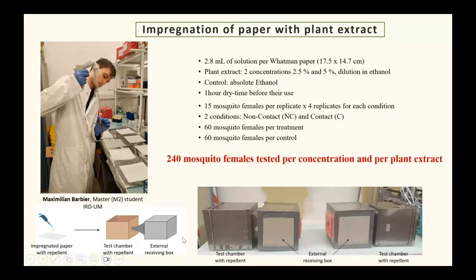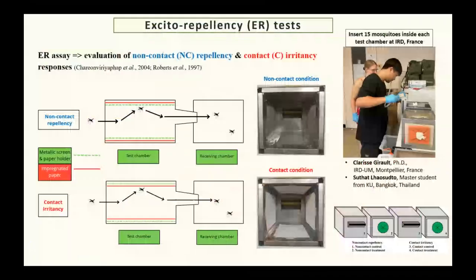At the bottom, you can see the exciter repellency chamber. So you have a metal test chamber with the paper impregnated inside, and an external receiving box where we can see the mosquito by the top of it, since we have a glass that is put on it.